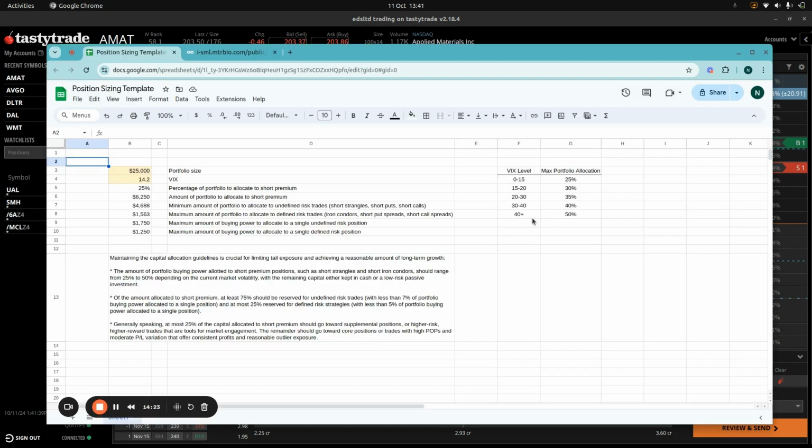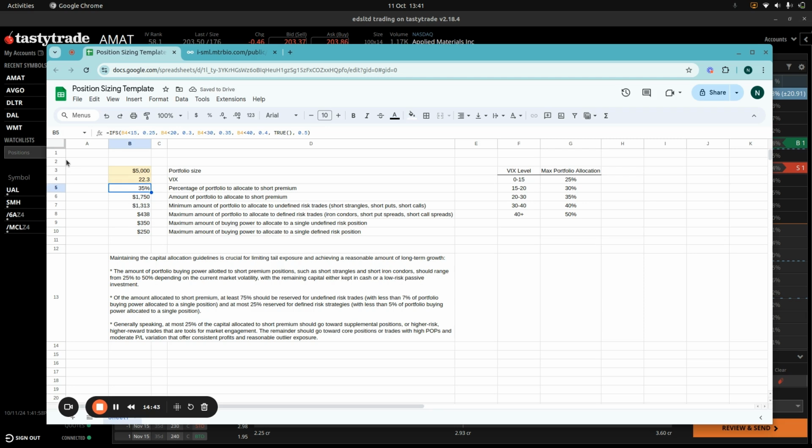So we've put together this position sizing template that's free for everybody to use and get a hold of. And the way it works is you enter in the size of your portfolio. Let's say it's $5,000. Below that, you can then enter in the current VIX level. Let's just say it's 22.3. Everything below will then be automatically calculated for you.